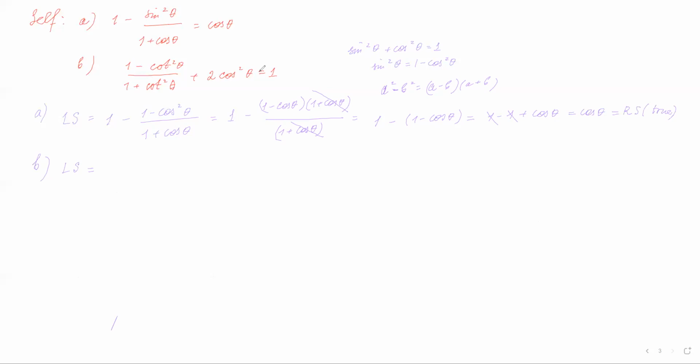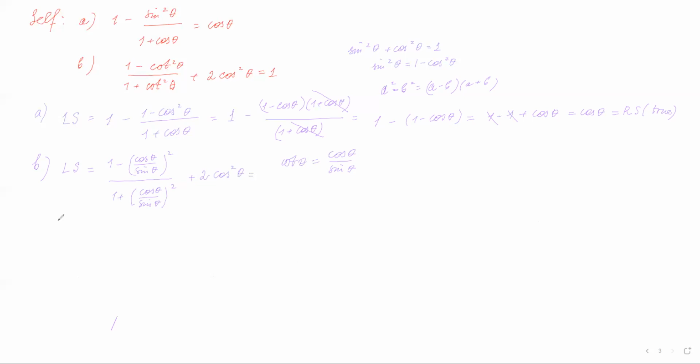For the left side, I'm going to use formulas for cotangent. Cotangent of theta equals cosine of theta over sine of theta. So what I'm going to have here is 1 minus cosine of theta over sine of theta, squared, and 1 plus cosine of theta over sine of theta, squared, plus 2 cosine square of theta.